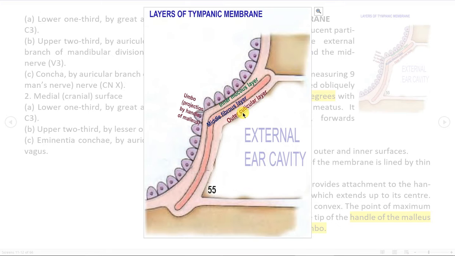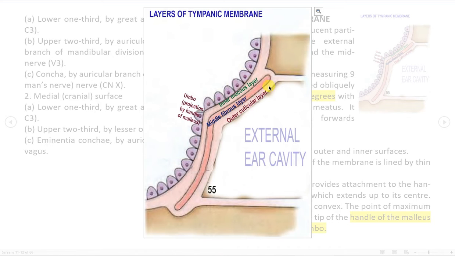So outer layer is cuticular. It is derived from the skin. So it is ectodermal in origin. Middle fibrous layer is derived from the mesoderm. Inner mucus layer, it is derived from the endoderm. So this inner mucus layer has secretory epithelial cells which will keep the cavity moist.